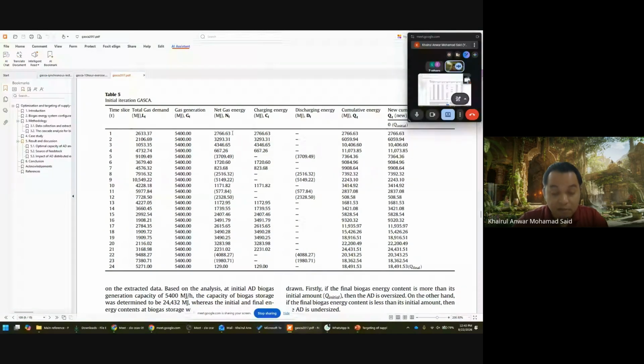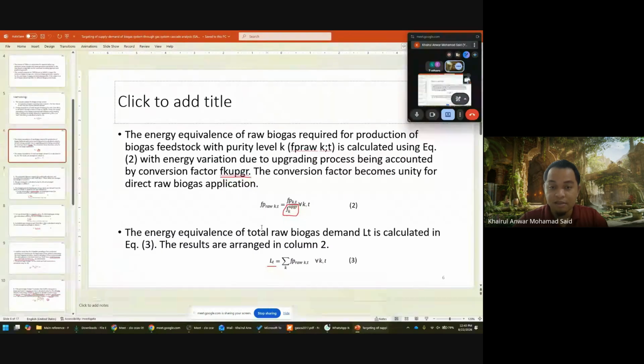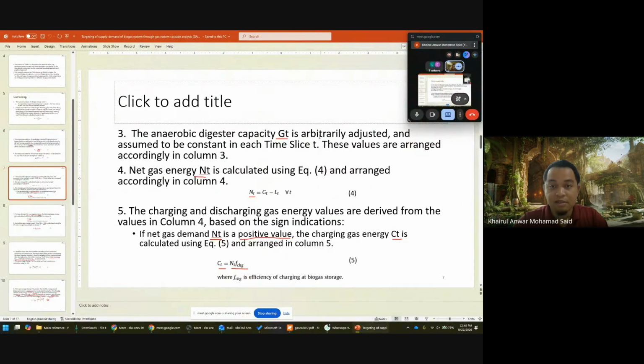and then you need to calculate NT, net gas energy. So to calculate, you see GT is arbitrarily adjusted and assumed to be constant in each time slice. So once this value is chosen or given to you in the paper already, just use the value first, then you do the iteration, and it will change every time you do the second iteration, third iteration.